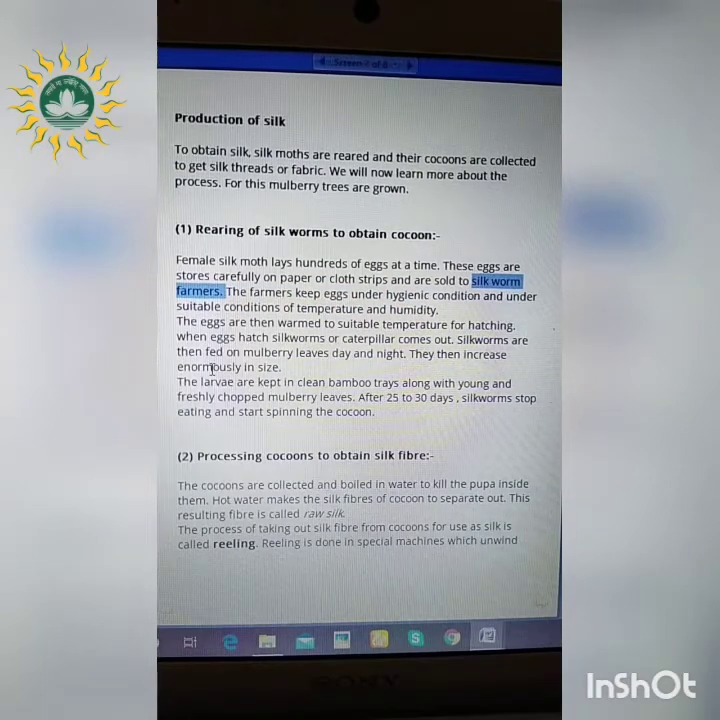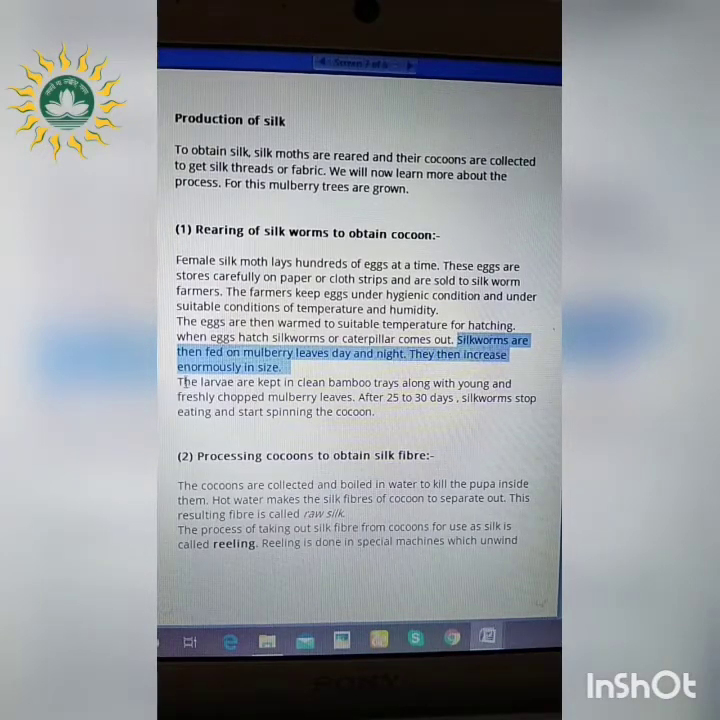So what do these farmers do then? The farmers keep these eggs under hygienic conditions, with suitable temperature and humidity, so that the eggs hatch. Whenever the suitable temperature conditions are present, the eggs hatch and ultimately form the silkworms or caterpillars and they come out. The silkworms are fed on mulberry leaves day and night, and they increase in size enormously. So they have a larger size.